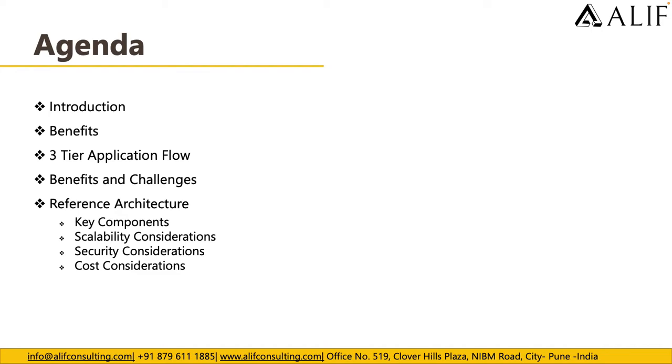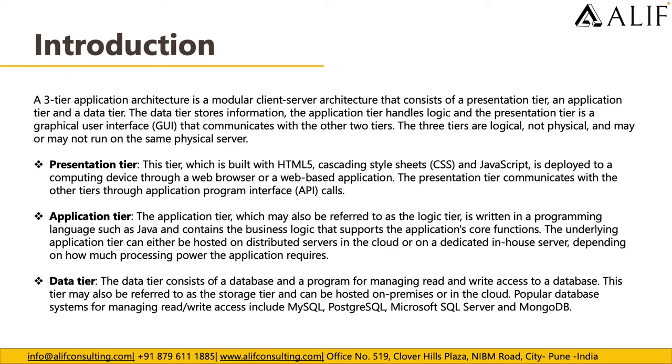Now, the three-tier application is a modular client and server architecture that consists of a presentation layer, an application layer, and a data layer. The data layer stores the information, the application tier handles the logic, and the presentation layer is the graphical user interface that communicates with the other two layers. The three layers are logical, not physical, and may not run on the same physical or virtual servers, right?